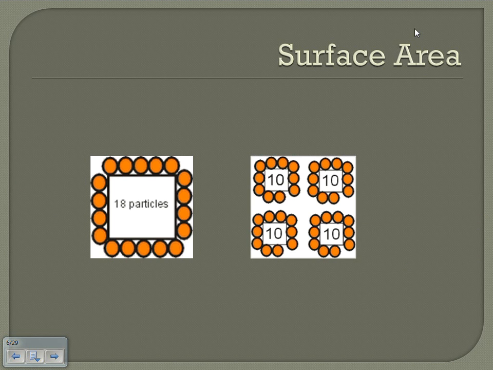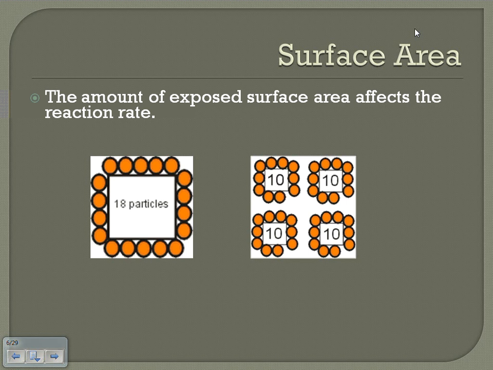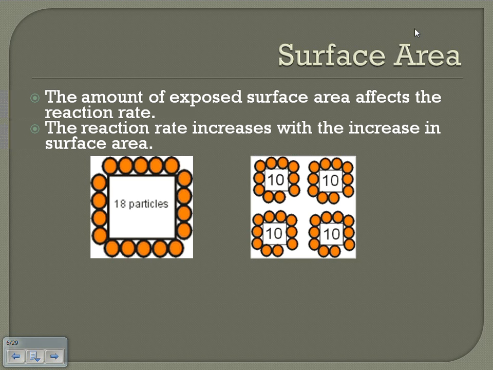Okay. Surface area is the last one. The amount of exposed surface area will affect the reaction rate. Here, the reaction rate increases with the increase in particles. You can see in my first diagram here, I have a big square. In the second diagram, I've cut that square into 4 smaller squares. And you can see that the amount of surface area has increased.